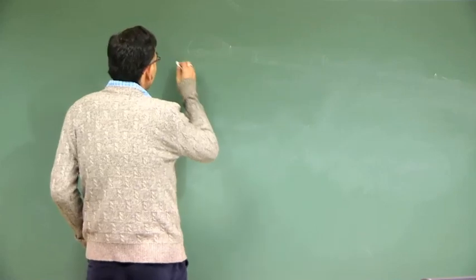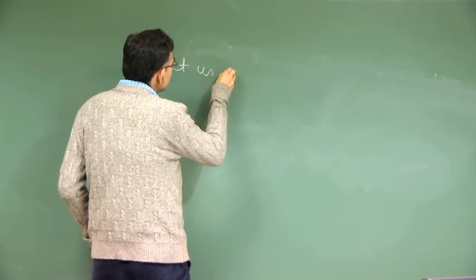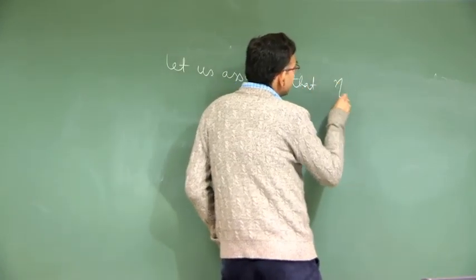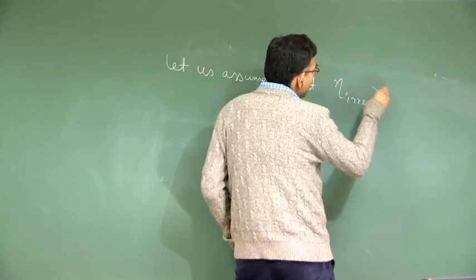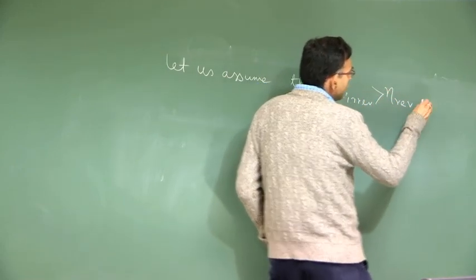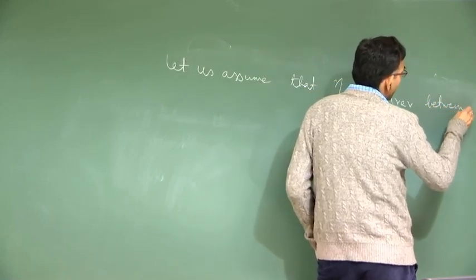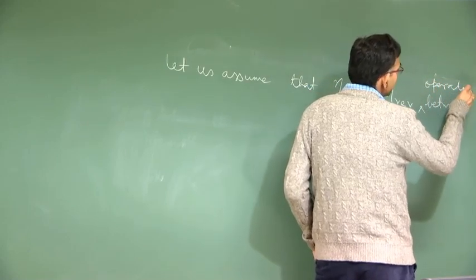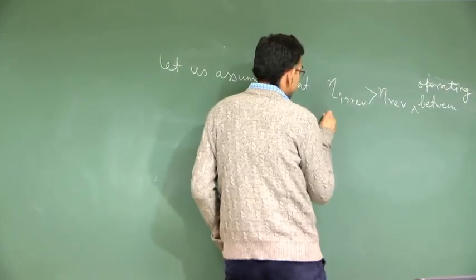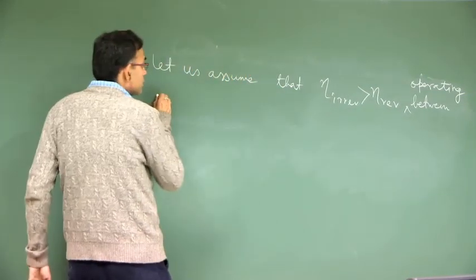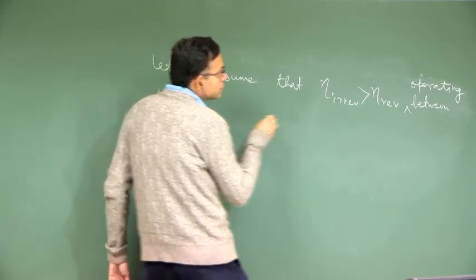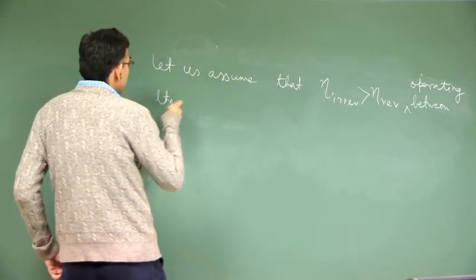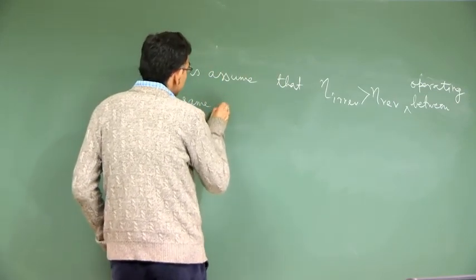So, let us assume that the efficiency of an irreversible cycle is greater than the efficiency of a reversible cycle, operating between the same two temperature limits.